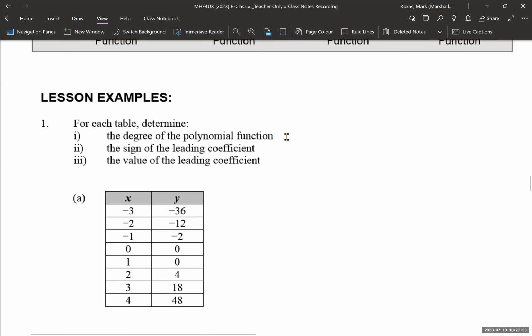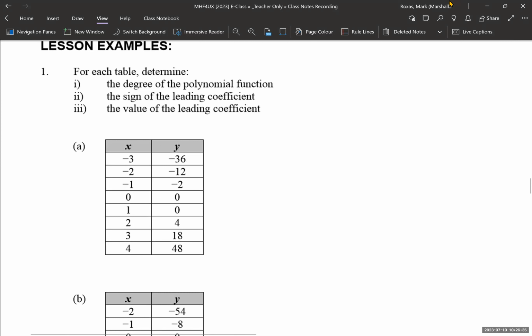Okay, let's look at some of the lesson examples here. For each table, determine the degree of the polynomial function, the sign of the leading coefficient, and the value of the leading coefficient. And this time I'm not throwing graphs at you. You're going to have to use a table of values.